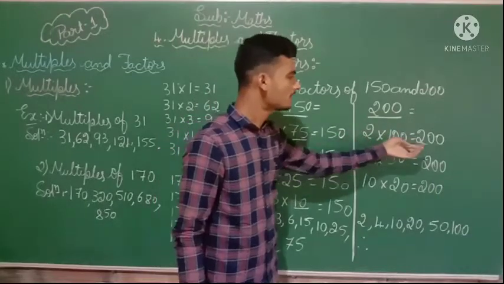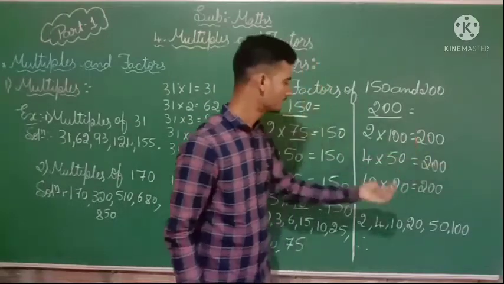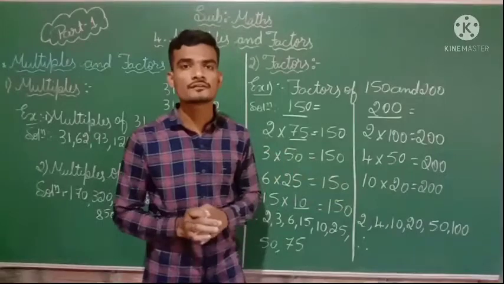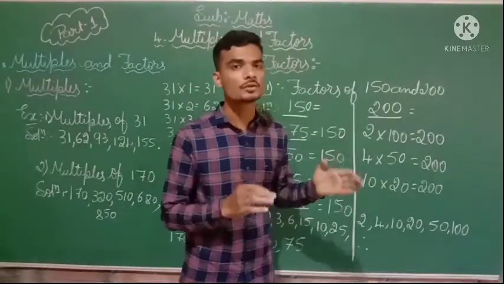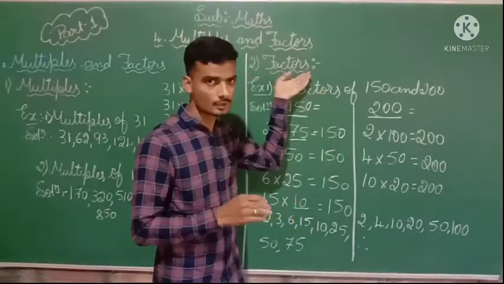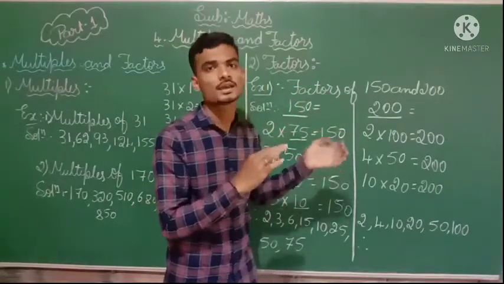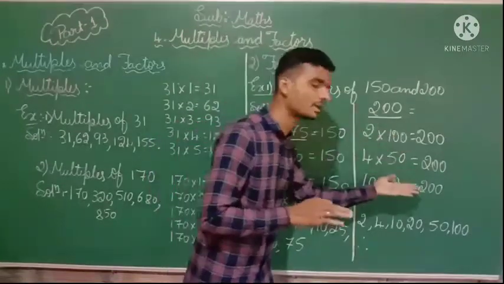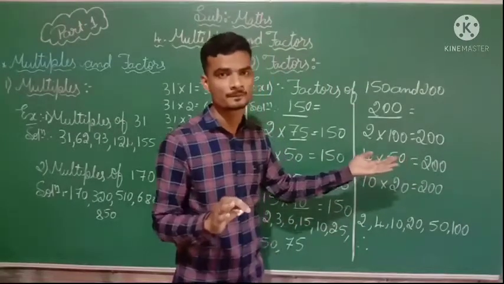2 into 100 is equal to 200, then 4 into 50 is 200, then 10 into 20 is equal to 200. Dear students, don't get confused, and don't make it difficult to solve this problem. You know how to solve this problem, I have explained in the factors itself. You follow that step. If you feel that step is easy, you follow it, but here I have written directly. You don't make difficulty and you don't get confused.